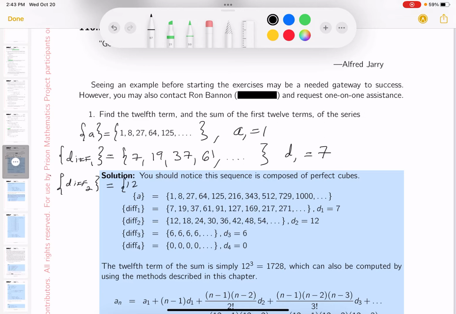Let's see. 37 minus 19 is 18. And 61 minus 37, 24. And again, this goes on forever, but I kind of petered out. I didn't really extend my list. I'm just going to say now D2 is that first term, which is 12. All right? So let me just point it again.